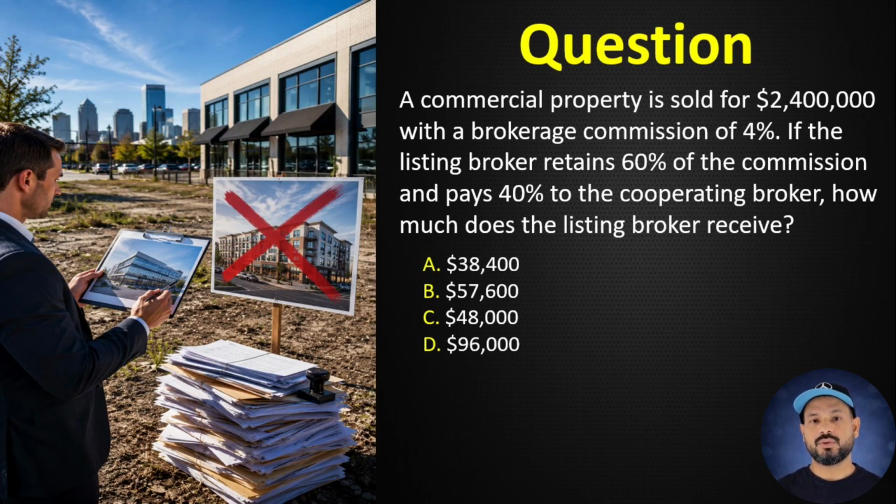Question number 42. A commercial property is sold for $2,400,000 with a brokerage commission of 4%. If the listing broker retains 60% of the commission and pays 40% to the cooperating broker, how much does the listing broker receive? A. $38,400. B. $57,600. C. $48,000. D. $96,000. Correct answer B. $57,600. The total commission is $96,000, and 60% of that amount is $57,600.